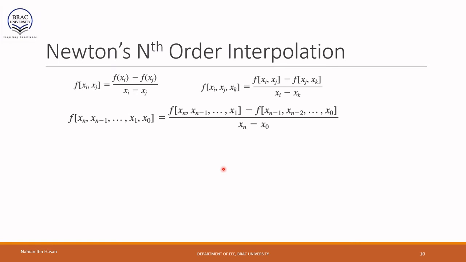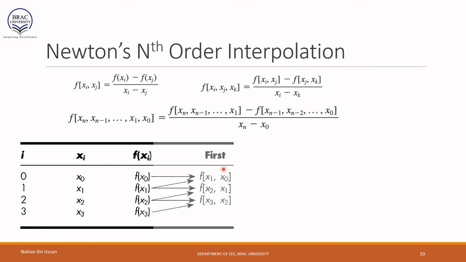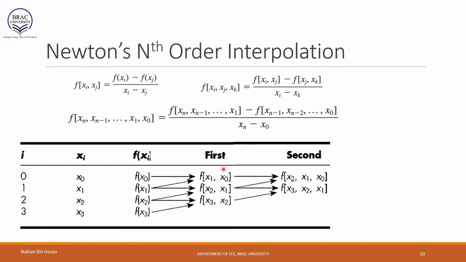We can easily implement this Newton interpolation formula in MATLAB code as a loop, and we can find out the values of the nth order interpolating polynomial coefficients. Okay, so let's look at the chart that will help you to find out how an nth order interpolating polynomial helps you to find out the coefficients.